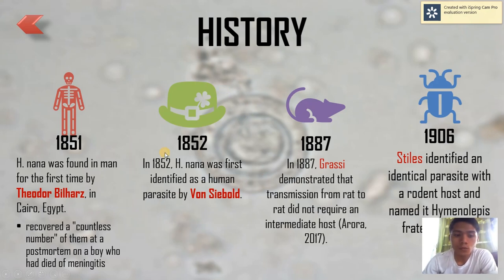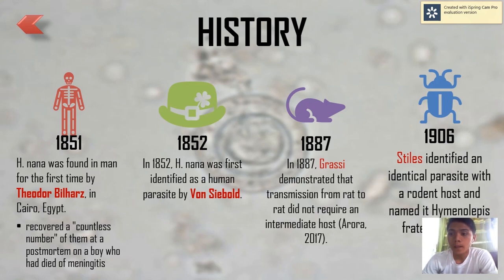In 1852, von Siebold established that H. nana is a human parasite. So it means that it primarily infects humans rather than rodents, unlike diminuta, which primarily infects rodents. Now in 1887, it was discovered by Grassi that infections with H. nana do not require any intermediate host.